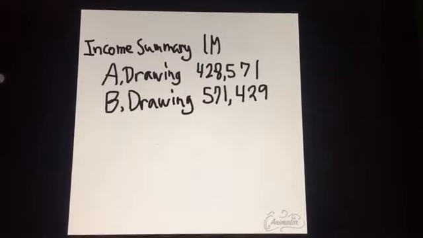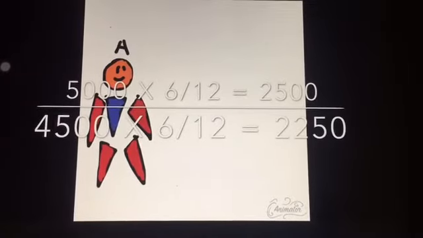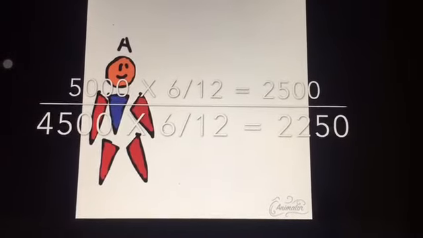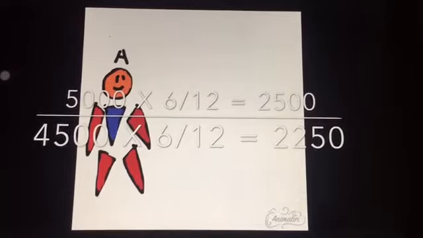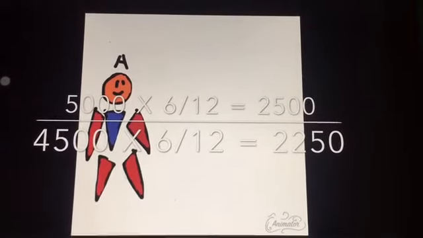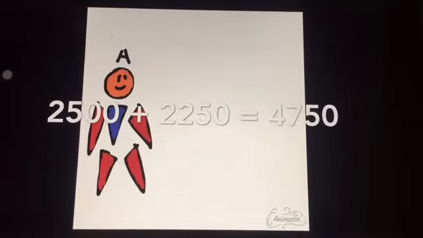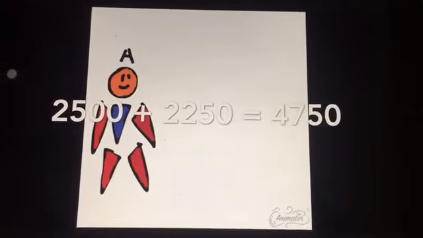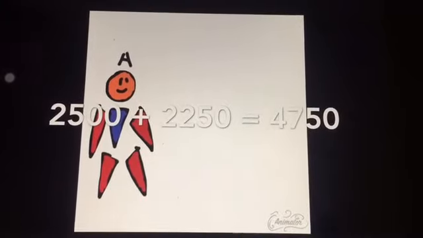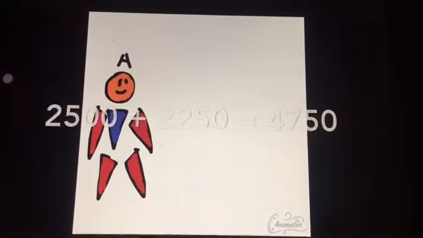So moving on to the next scenario, let's assume that they agree to divide it based on the average capital balance. So the average capital of A is computed by multiplying 5,000 times 6 over 12 because that is his balance on the first half of the year. And then multiplying 4,500 times 6 over 12, which is his balance in the second half of the year. And adding both results, which is 2,500 plus 2,250, would result to the amount of 4,750.